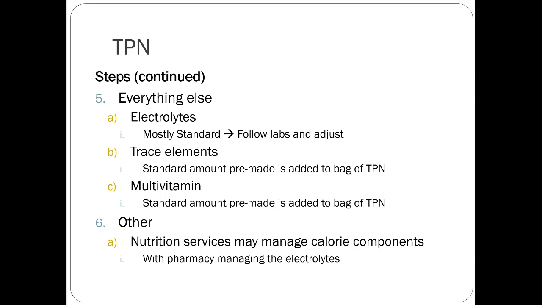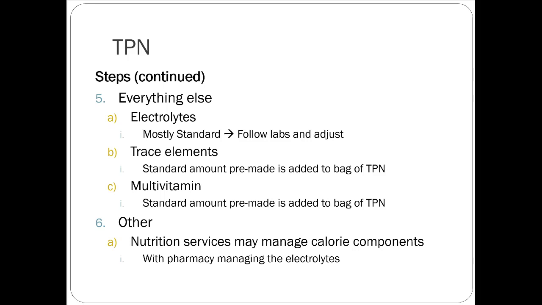All right, so everything else, electrolytes, you're basically following daily labs and trending them appropriately. So you're giving people electrolyte replacement and watching how they respond to that. It's usually pretty subtle. You aren't hammering people, and it's not uncommon to see somebody get a lot of extra potassium replacement while they're on a TPN. You just can't add that much to a single bag, so you might have to replace additionally. Trace elements are pretty standard. There's chromium, selenium, zinc, that type of stuff. Multivitamins, again, there's a standard IV multivitamin formulation that we give to TPNs as well.